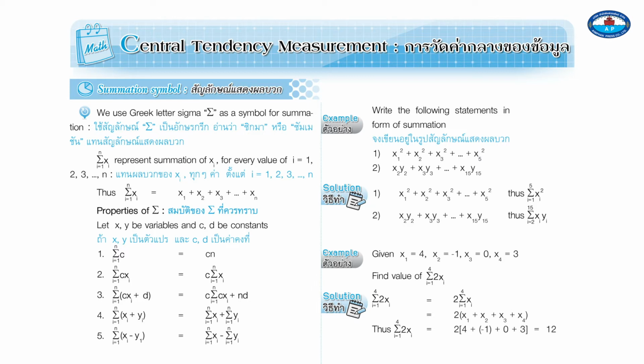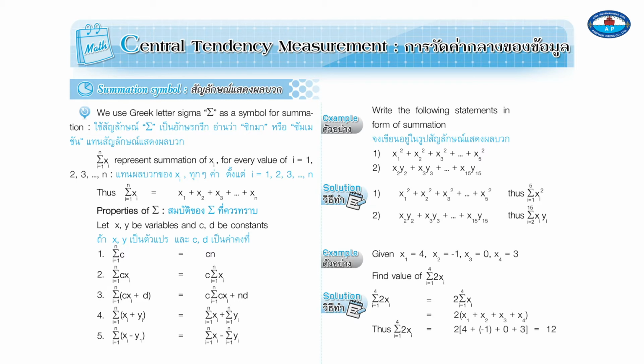3. Summation of cxi plus d, for every value of i, equals c times the summation of xi for every value of i through n, plus nd. 4. Summation of xi plus yi for every value of i equals 1 through n, equals the summation of xi for every value of i equals 1 through n, plus the summation of yi for every value of i equals 1 through n.